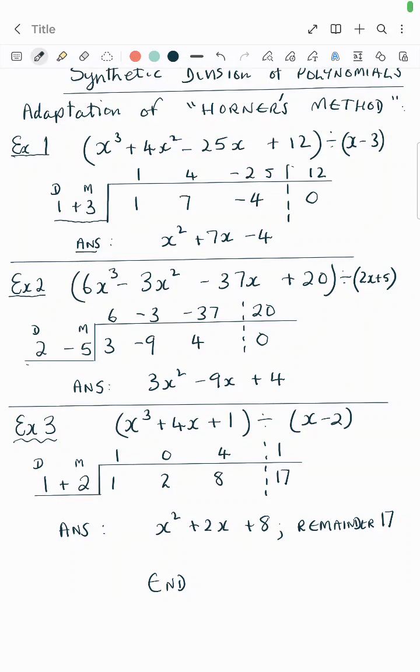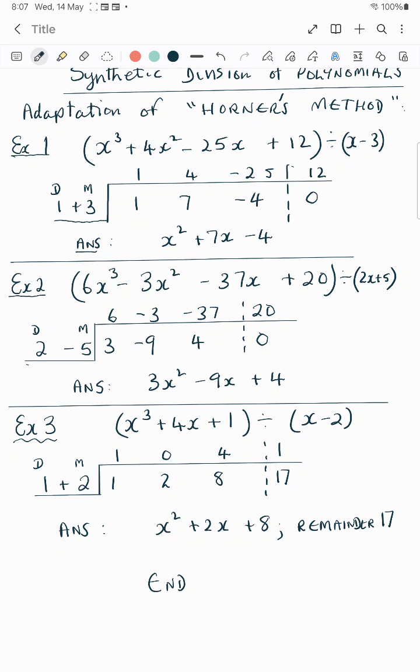Good evening. In this little video, I want to illustrate the method of synthetic division of polynomials. Now, this is an adaptation of Horner's method. At least it's my adaptation anyway. Okay, so we work three examples here.